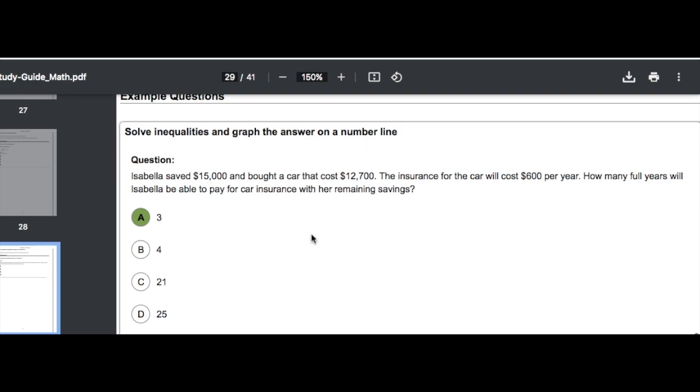Again, I'm not sure why this is labeled that way, but that's how they labeled it on the study guide. Let me know if you have any thoughts on that down below. I'd love to hear somebody else's thoughts on that.